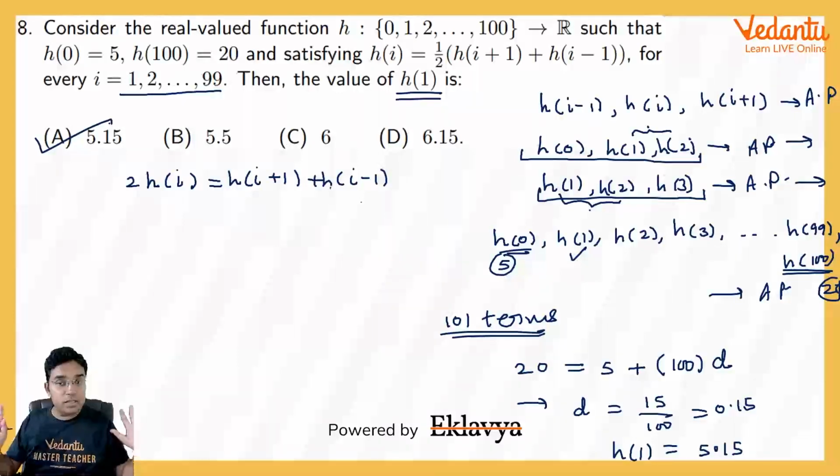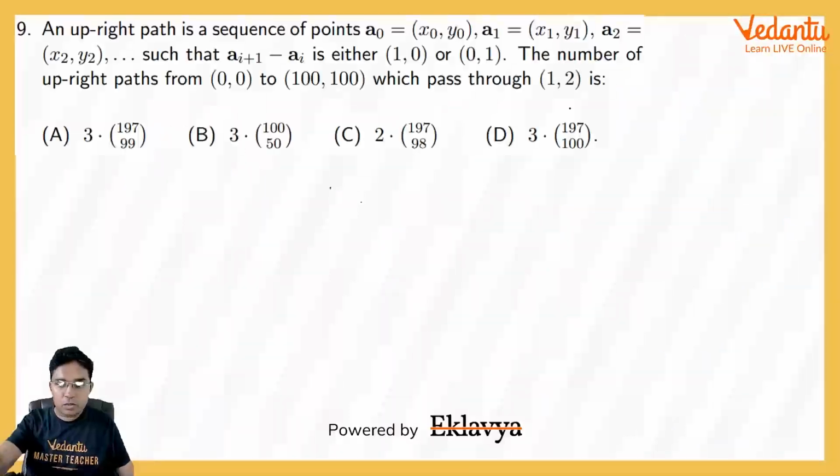I think this question is easy. If you can figure out that all these h0, h1, h2 are going to form an AP, then this question is just easy, and this thing is not very difficult to observe. Okay, coming to the next question, that is the 9th question.